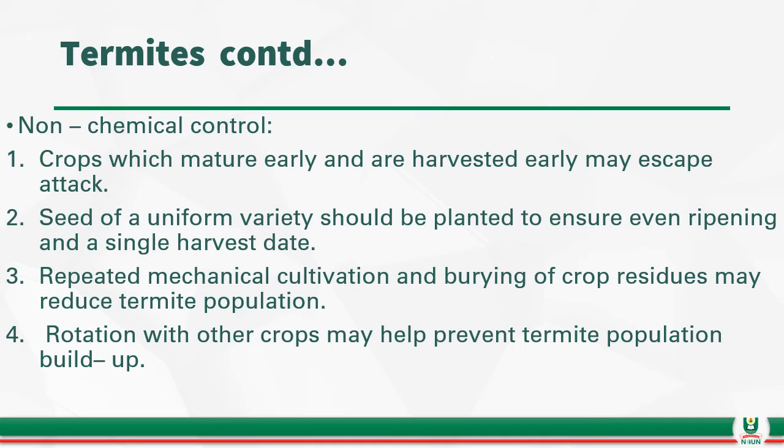Also, if you want to control it non-chemically, what you do is harvest early. When you leave mature crops on the field for too long, these termites go and attack them. So the way you can save the crop is by harvesting early, and you also choose seed from a uniform variety so that all the seeds will ripen at the same time. When they are ready, you harvest them. Don't leave any crop on the field, or else the termites will just come and finish it.